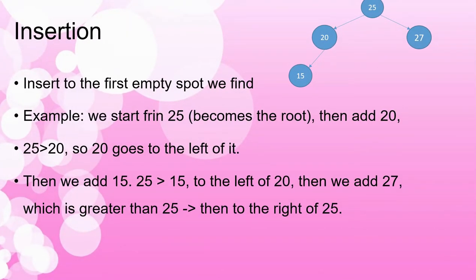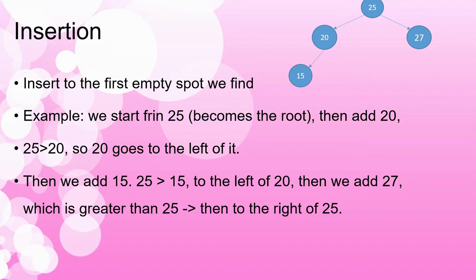Now for the insertion. What we do is insert into the first empty spot that we find. An example here is if we start with 25, you can imagine that our first node is the 25, so it becomes the root. Then we add the 20. 20 has a value less than the 25, so it goes to the left.